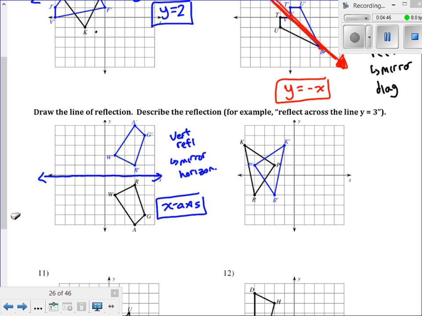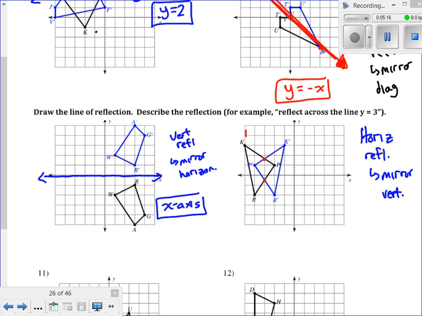Here we've got from K to K prime, from P to P prime, from R to R prime. Well, those are horizontal reflections. So now all of a sudden we've got a horizontal reflection, which means our mirror should be vertical. And although we don't have actual points where the two figures touch, that's a key component for you guys. You can see where the blue and the black touch. That's actually going to be where your line of reflection goes.